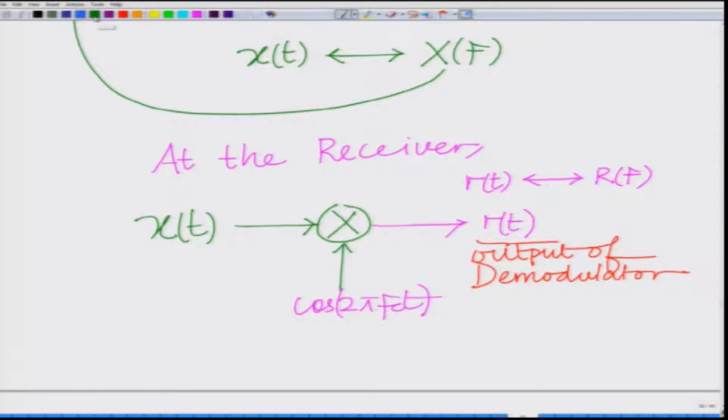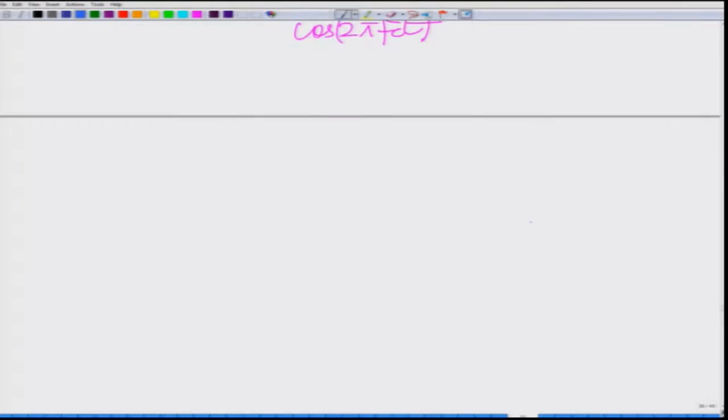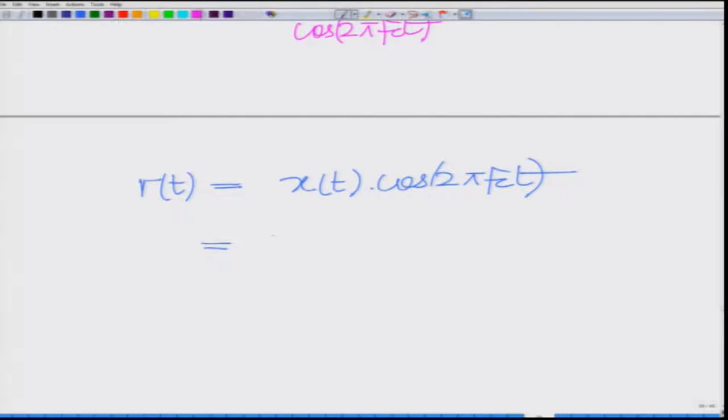So rt is basically xt times cosine 2 pi fct. Therefore rt is the demodulated xt times cosine 2 pi fct, and its spectrum is naturally half Xf minus fc plus half Xf plus fc.